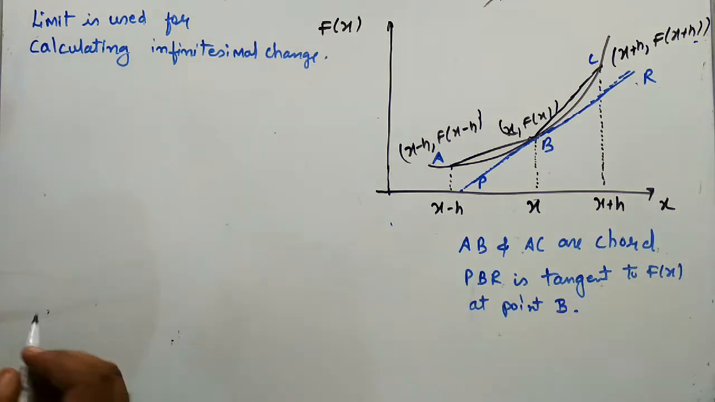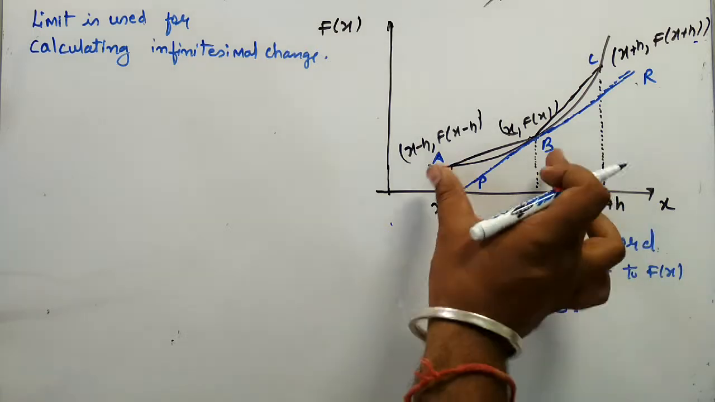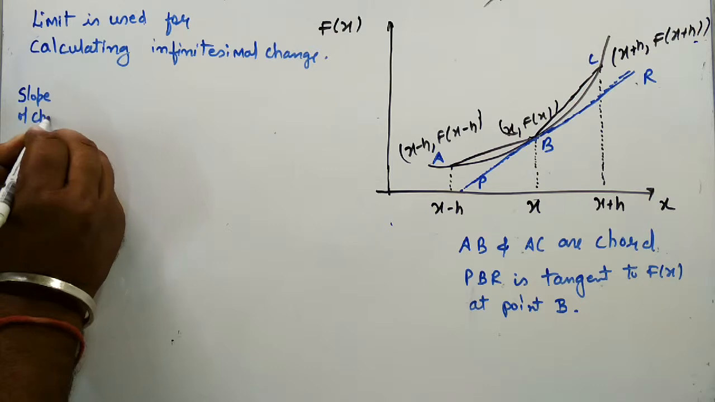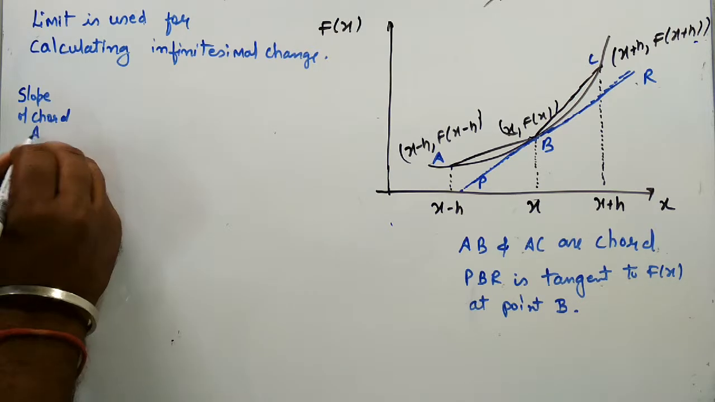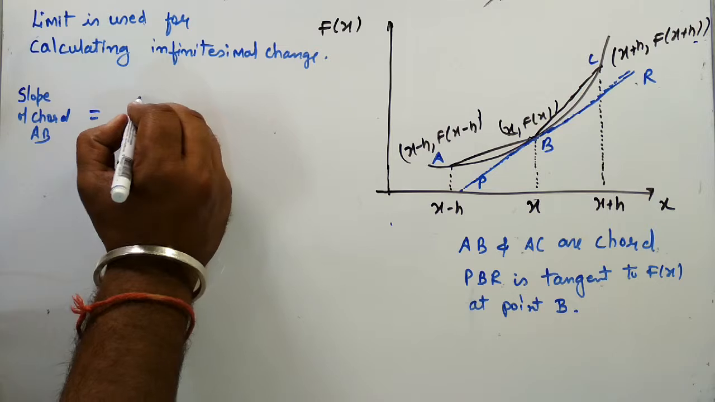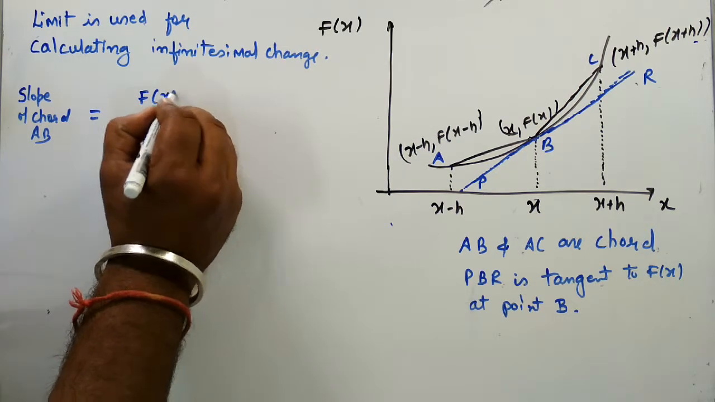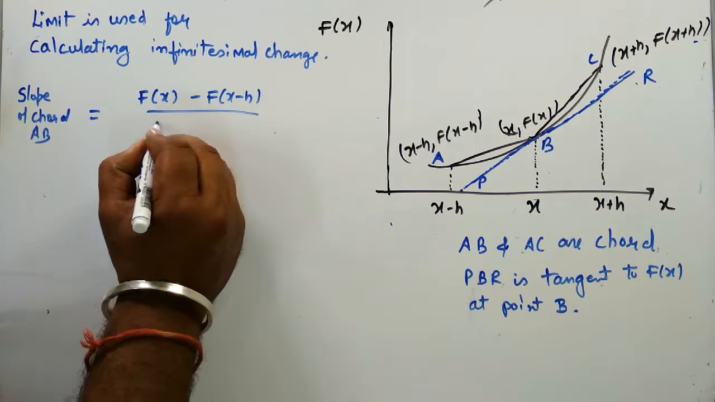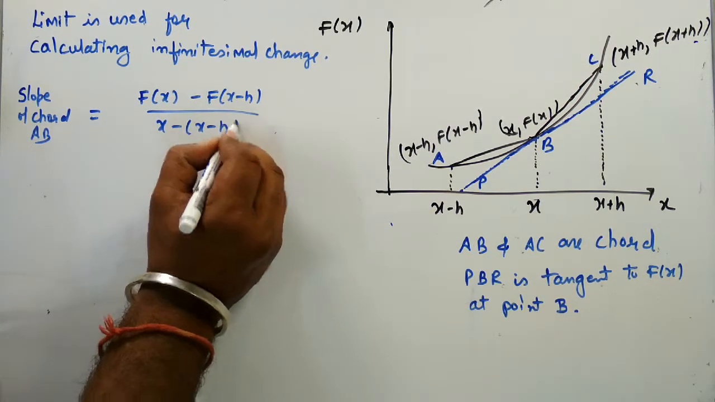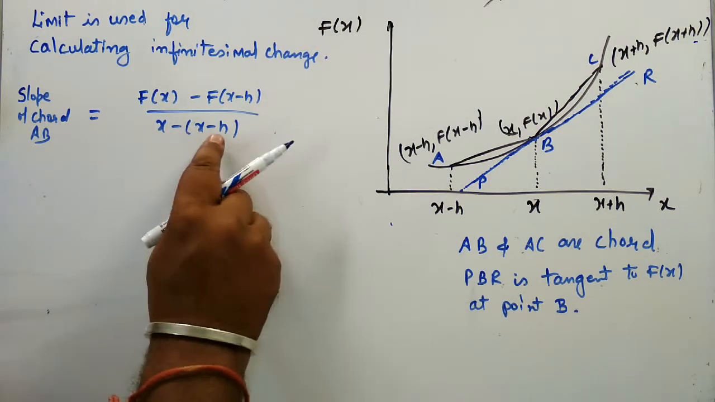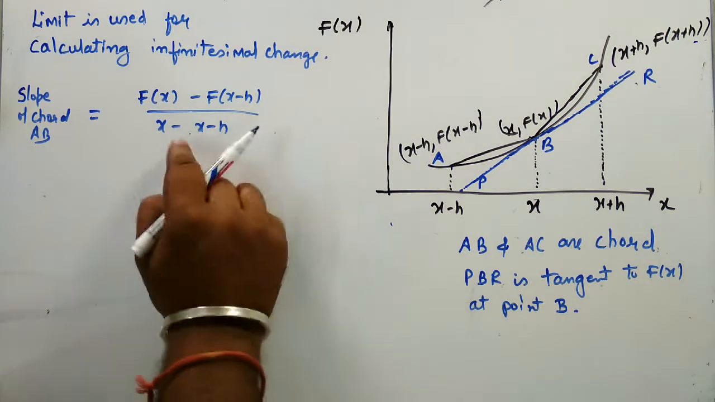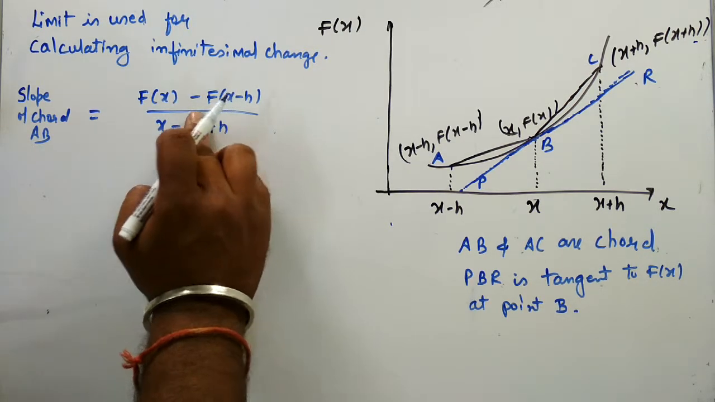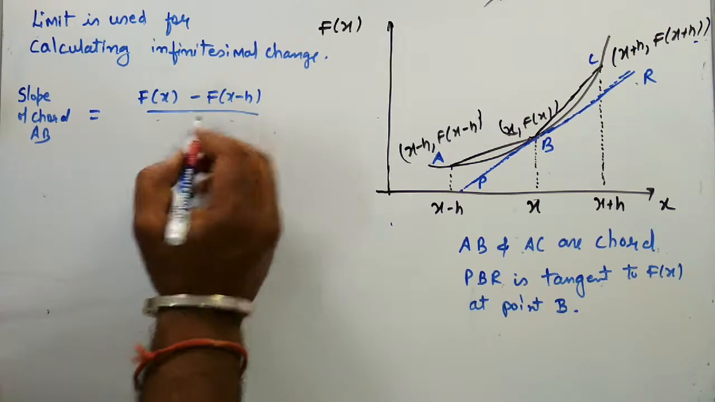Okay, so if we are able to find the slope of this chord AB, it will be equal to f of x minus f of x minus h upon x minus h. If we substitute the minus sign inside, this will become minus and this will become plus. So this will get cancelled and this will remain.